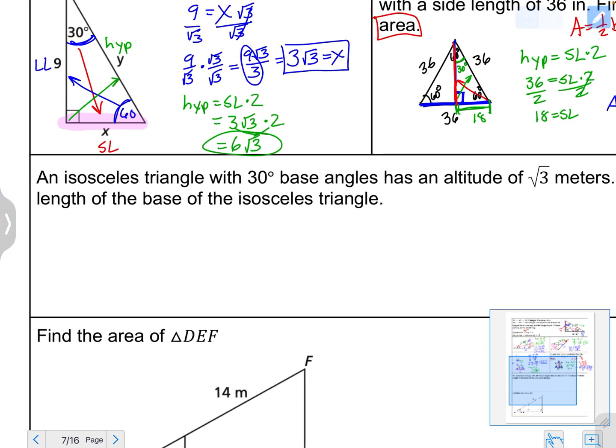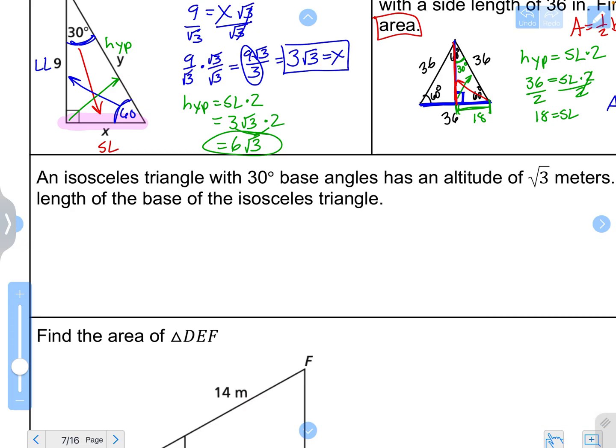All right, so I want you to do this problem on your own. So I want you to go ahead and hit pause. It's going to be a lot like that problem that we just did, just without finding the area.